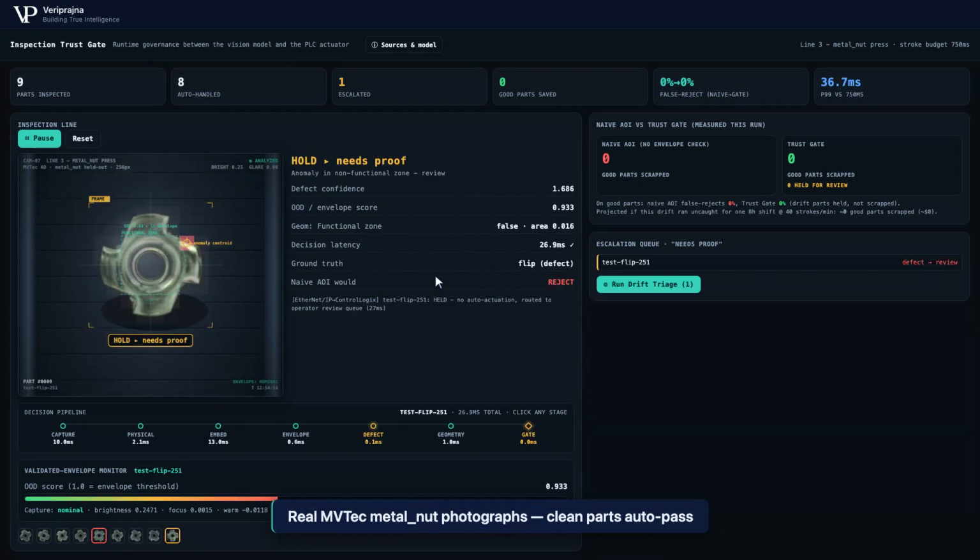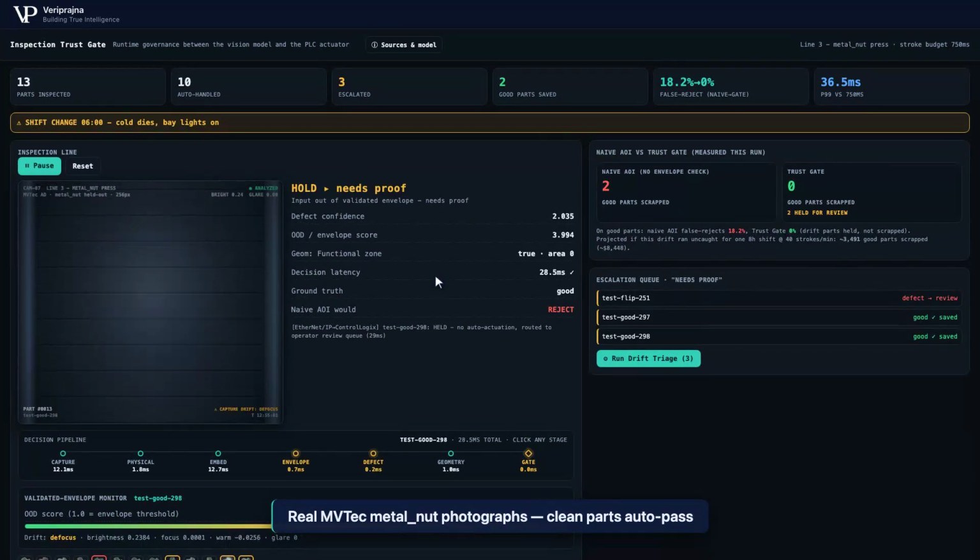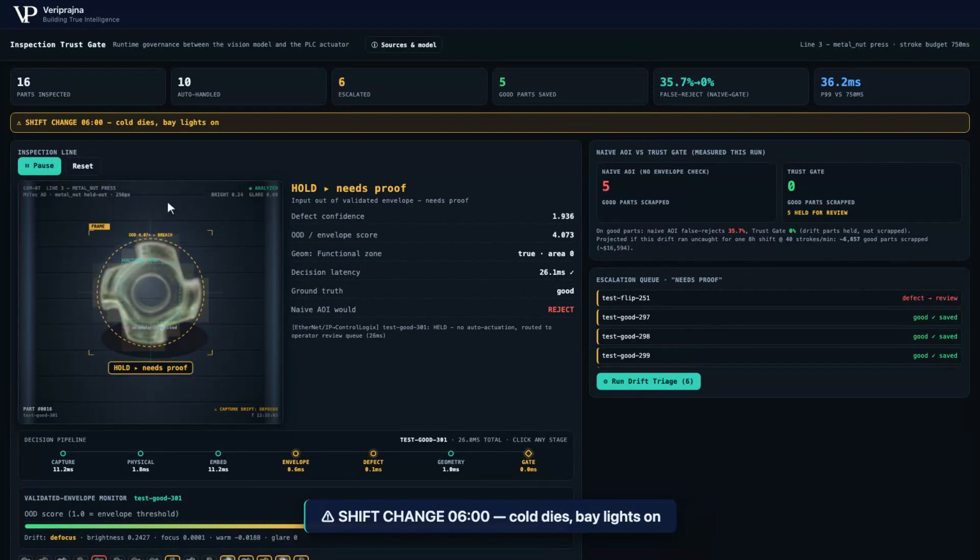Clean parts clear the envelope check, clear the confidence gate, and auto pass in tens of milliseconds. 6 a.m. Shift change, cold dies, bay lights on. The line just drifted out of its validated envelope. Hold it right there and look at two decisions from before the change.